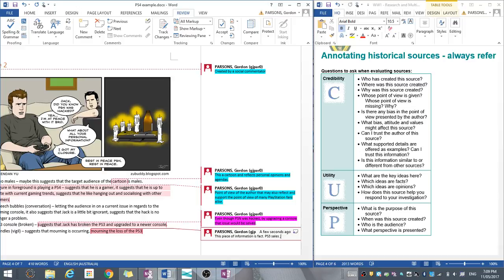So let's put PS3 sales died after the hack. PS4 sales increased. And if you do a quick internet search on this, you too will be able to find information to corroborate that statement.